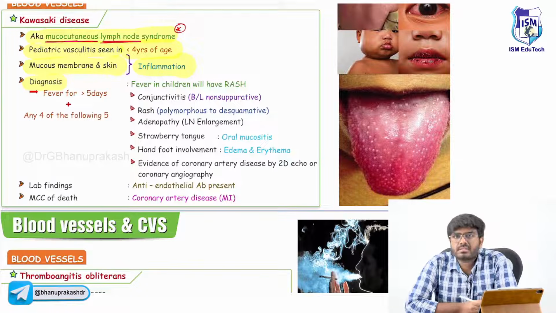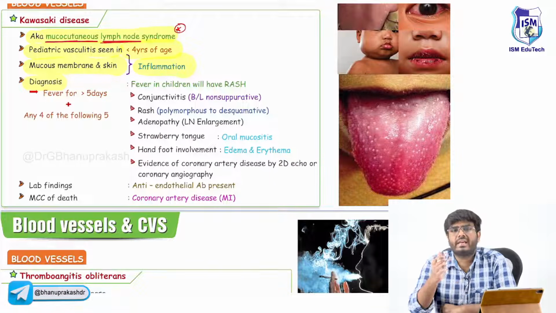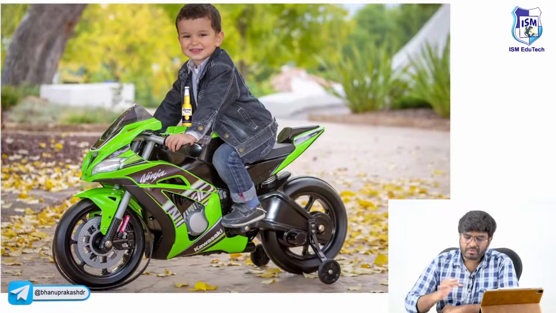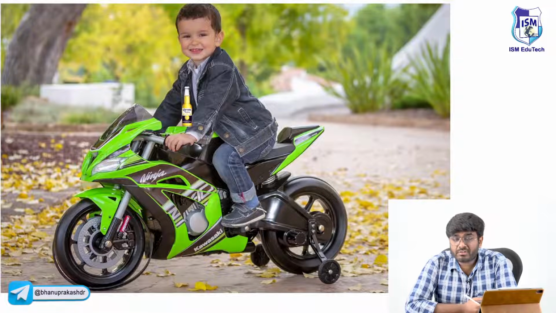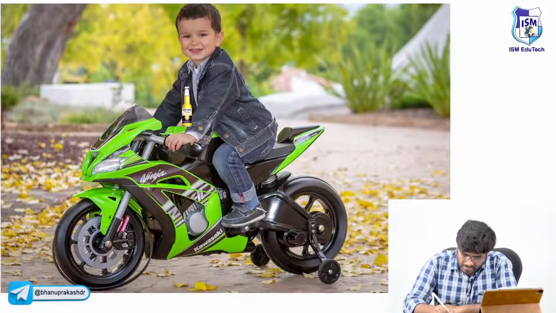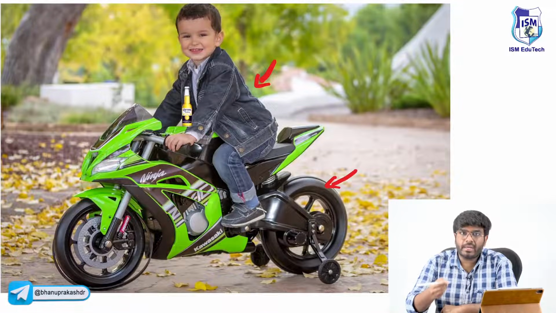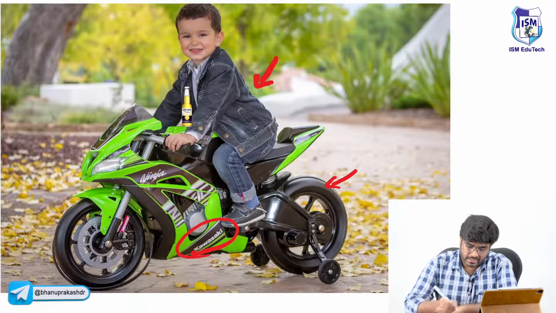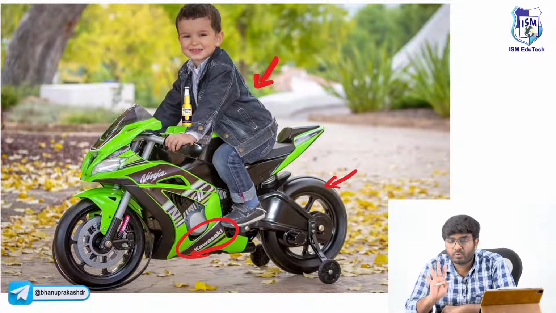So, what is the diagnosis? Let me tell you how to put the diagnosis even before diagnosis. Here I have shown you a child with a Kawasaki bike. Why is a child riding this Kawasaki bike? It should remind you, it's going to occur in children. Kawasaki disease is seen in children. Pediatric vasculitis, less than 4 years of age.